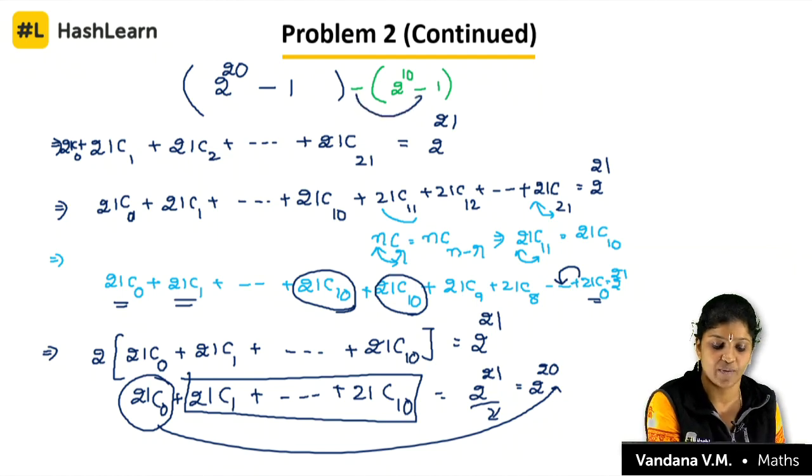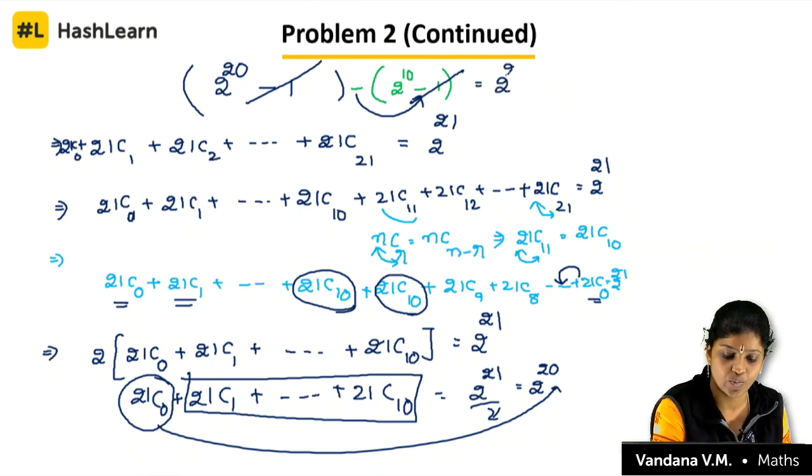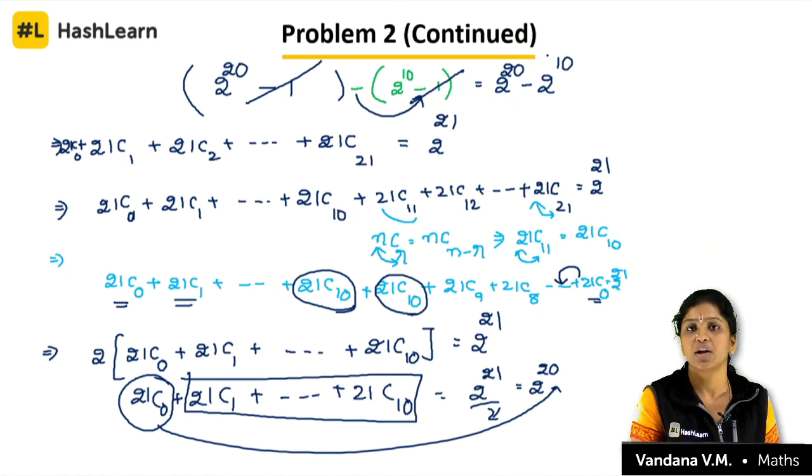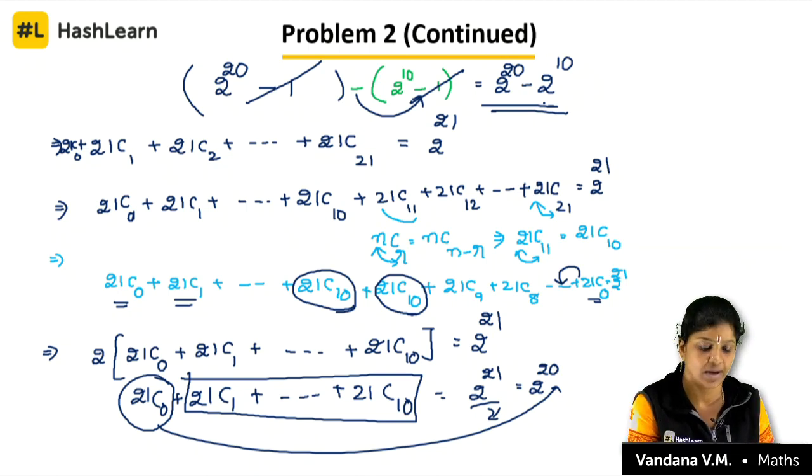So, minus into minus it becomes plus, plus 1 minus 1 will get cancelled. The answer is 2 power 20 minus 2 power 10. If you want, you can take out also. Sometimes they will do that also. So, the answer is 2 power 20 minus 2 power 10.